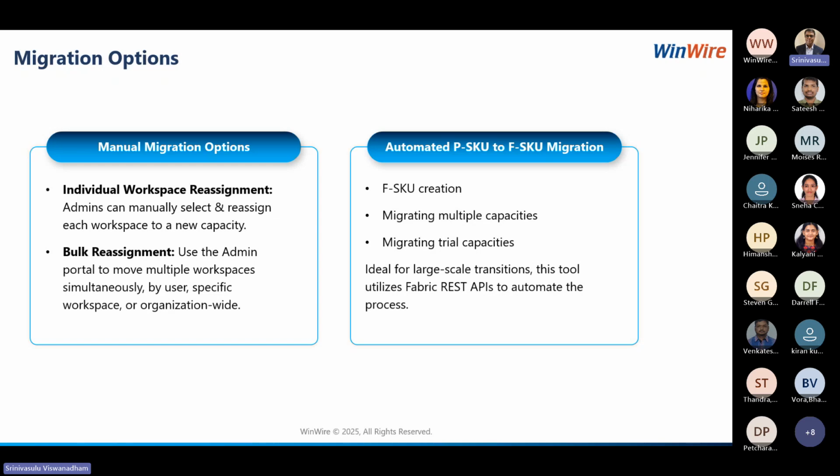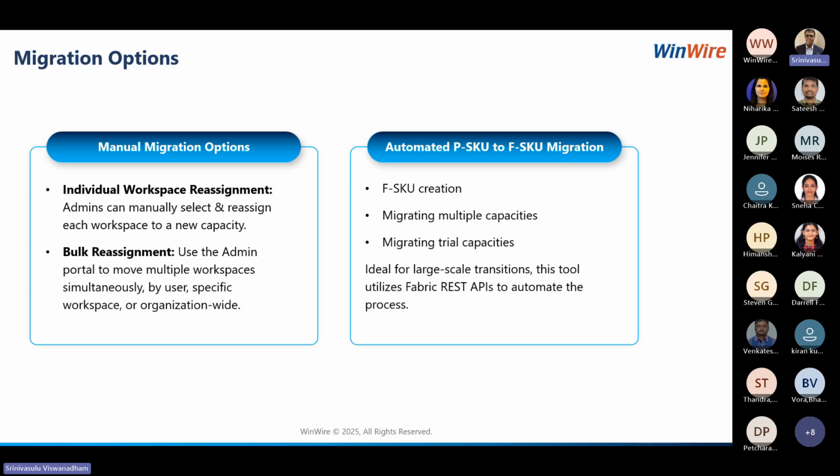You can also utilize the admin portal for bulk reassignments, where multiple workspaces can be taken, but it is still the manual setup, which anybody can do. It's a sequence of steps. All you have to do is go to your workspace settings and change your premium capacity to the Fabric capacity. Boom, it's done. Then automatically it will start migrating in the backend.